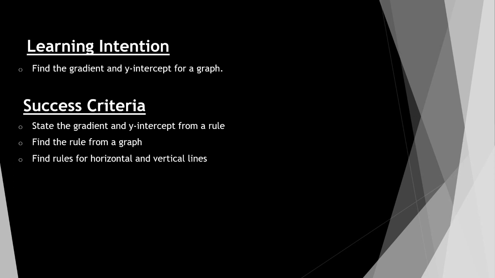Today we're going to focus on the gradient and the y-intercept and how they are very, very important in finding the rule from a graph. Once you find the gradient and once you find the y-intercept, you're able to find any rule for any straight line graph. And hopefully by the end of this video you'll be able to do this, as well as finding rules for horizontal and vertical lines.